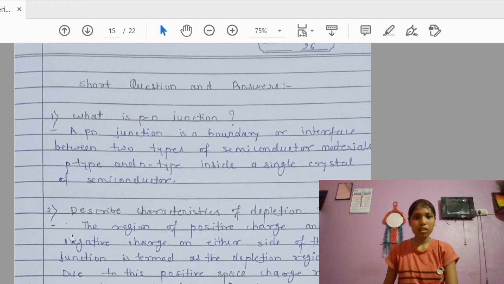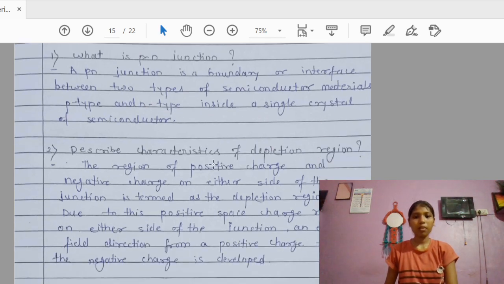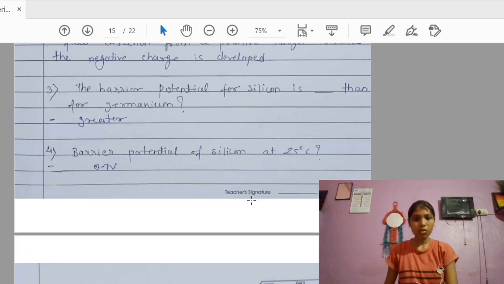Here are some questions. What is a PN junction? A PN junction is a boundary or interface between the two types of semiconductor material, P-type and N-type, inside a single crystal of semiconductor. These are some questions.